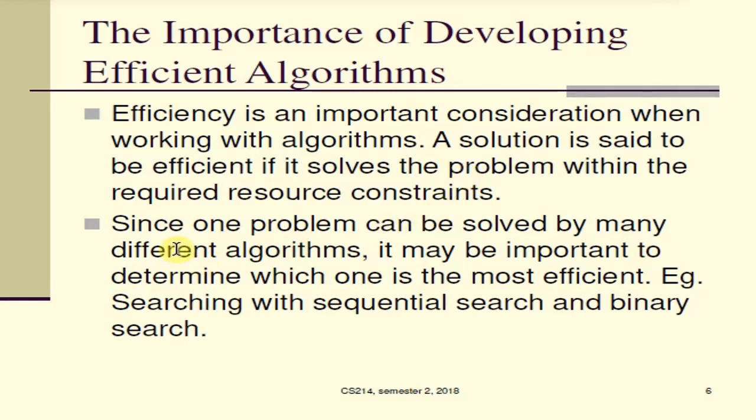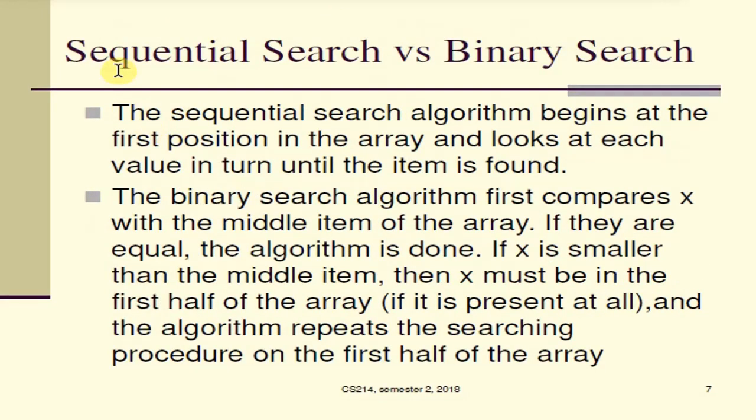Okay, so since one problem can be solved by many different algorithms, it may be important to determine which one is the most efficient. Example, searching with a sequential search and binary search. Let's look at the sequential search and the binary search algorithm. Okay, so what is sequential search? The sequential search algorithm begins at the first position in the array and looks at each value in turn until the item is found.